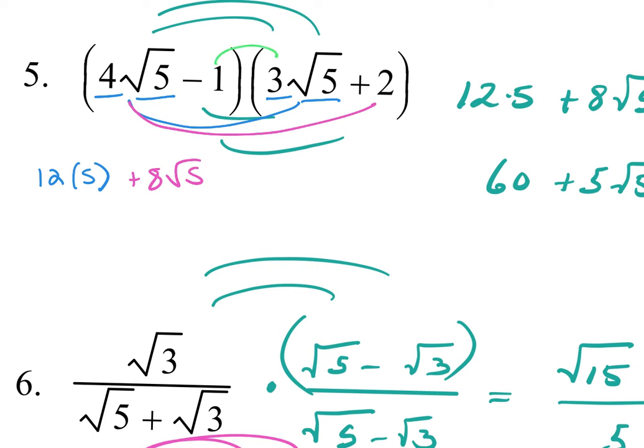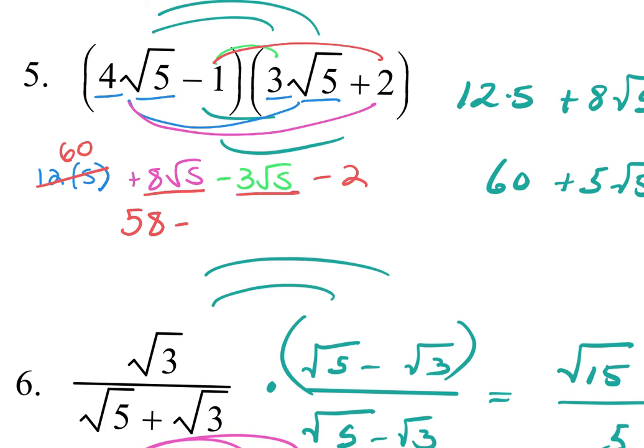Negative 1 times 3 root 5 is minus 3 root 5. And negative 1 times 2 is negative 2. 12 times 5 becomes 60. 60 minus 2 is 58. And then these both have a radical 5 on them. So 8 minus 3 is positive 5 root 5.